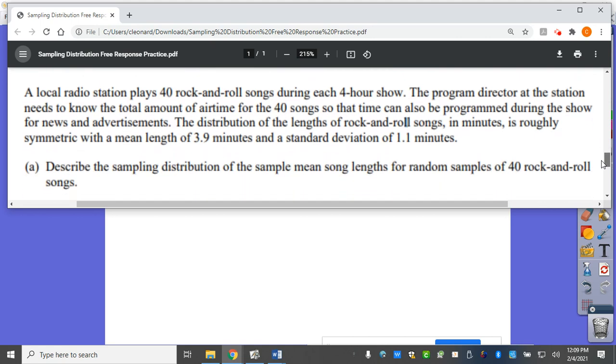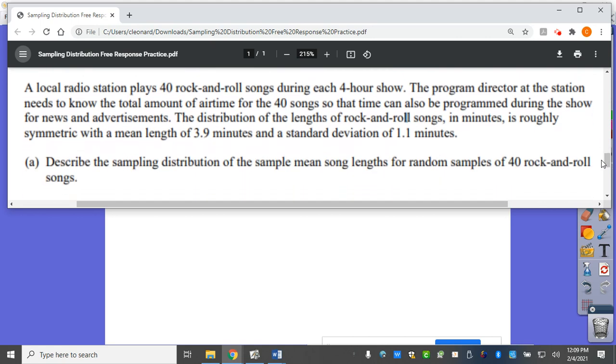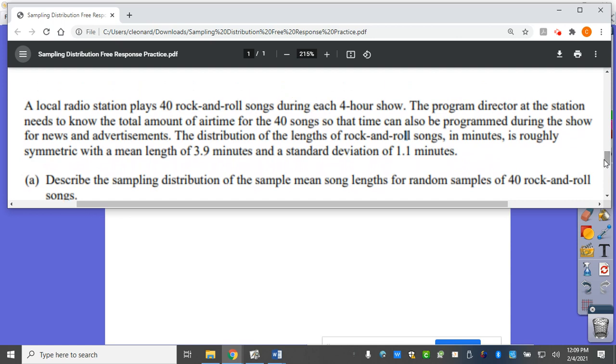All right, this one I think is another very extremely tough problem for reasons that I don't love. A local radio station plays 40 rock and roll songs during each 4-hour show. The program director at the station needs to know the total amount of airtime for the 40 songs. Okay, so as I'm reading this, I want you to write down anything that you think is necessary. So like if you were writing it on paper, things you would circle.